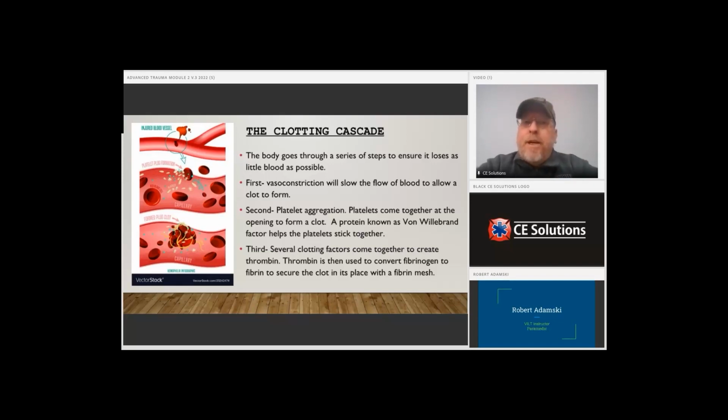Next, step 2 is platelet aggregation, or thrombocytes. That's where all of our platelets come together and act as a sticky plug to form a clot. Coupled with that, you do have proteins like von Willebrand's factor that help those platelets stick together and help stabilize that clot. And then we have our third and final step in the hemostatic process, where you have the clotting cascade really kick in.